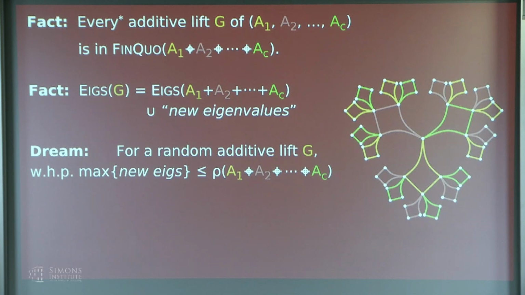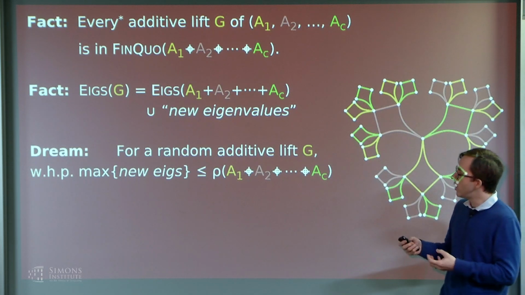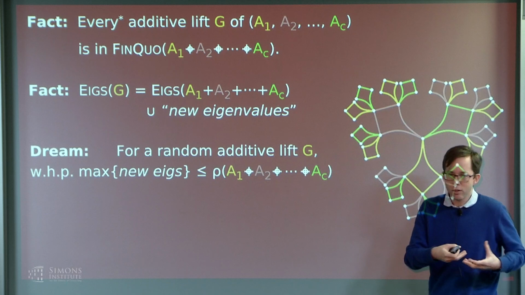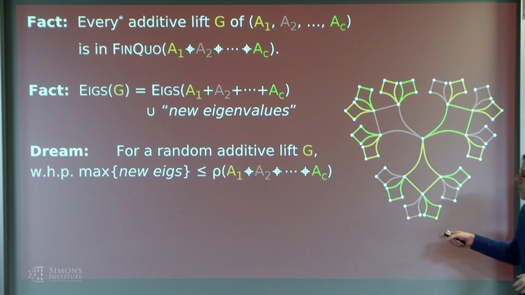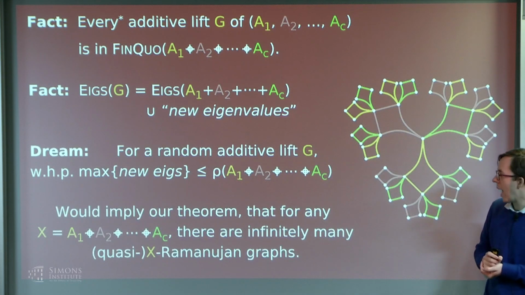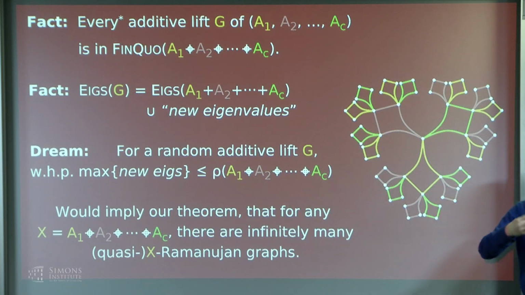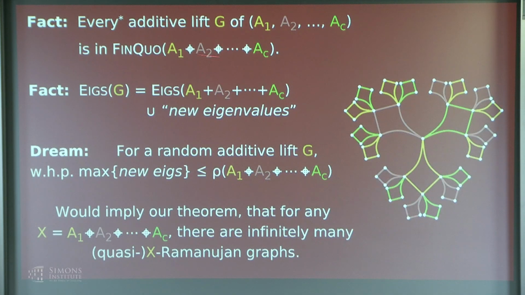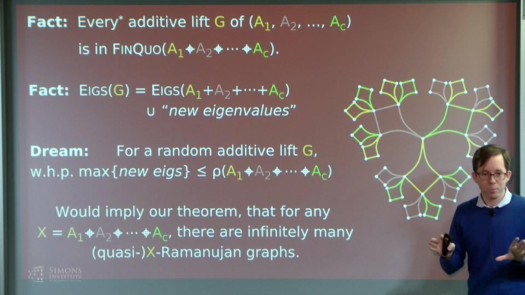And a cool dream would be if one could show that when you do a random additive lift of a bunch of atoms, A1 through AC, with high probability these new eigenvalues that you get are all bounded by the spectral radius of the infinite graph, this infinite additive product. And if you had that, it would imply the theorem that we have, that for any additive product, there are infinitely many basically X-Ramanujan graphs. Technically, you have to put quasi here because there might have been some annoying too large eigenvalues in your original sum graph. But either perhaps you can show that that's not the case, or you can just tolerate the fact that your infinitely many graphs might have a couple of too large eigenvalues.